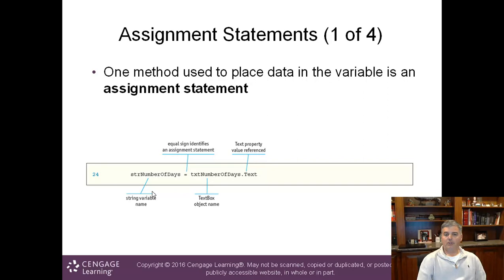So we have to do an assign statement. What we do is we take our variable name and set it equal to the text value of our text box. So textNumberOfDays.Text, we set that equal to strNumberOfDays. What that does is take the value that the user entered in that text box and assign it to the string variable. This code would be inside the find cost button, so when you click find cost, it's going to run all this code to assign the value in the text box to the string variable.